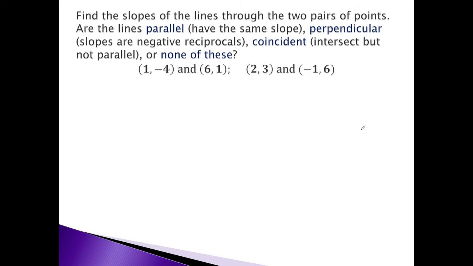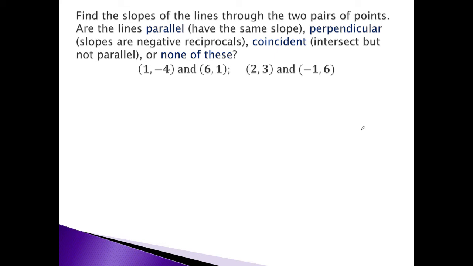Find the slope of the lines through the pair of points and determine whether they are parallel, which means they have the same slope; perpendicular, where the slopes are negative reciprocals; coincident, which means they intersect but are not parallel; or none of these.